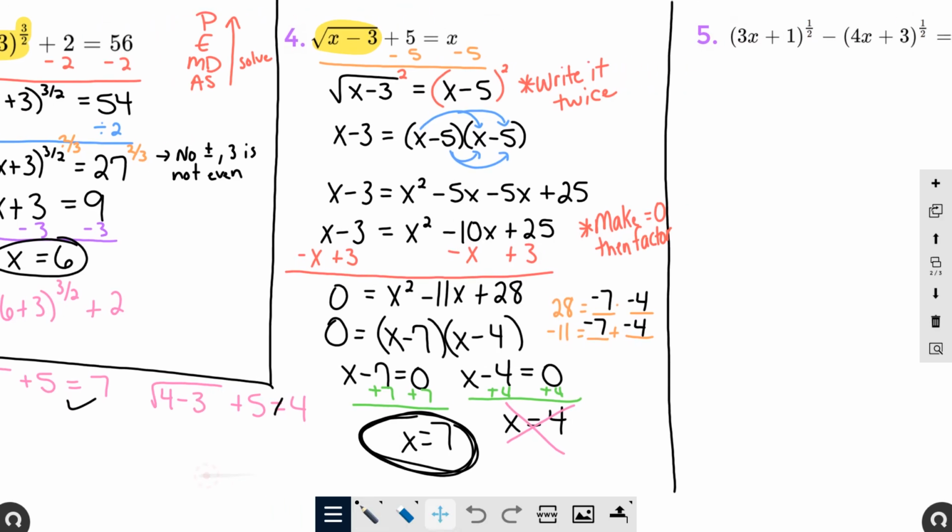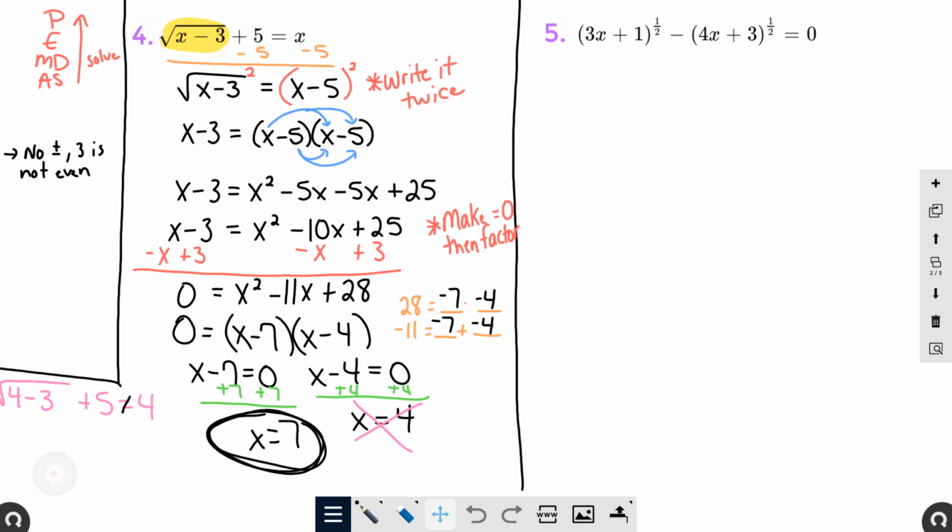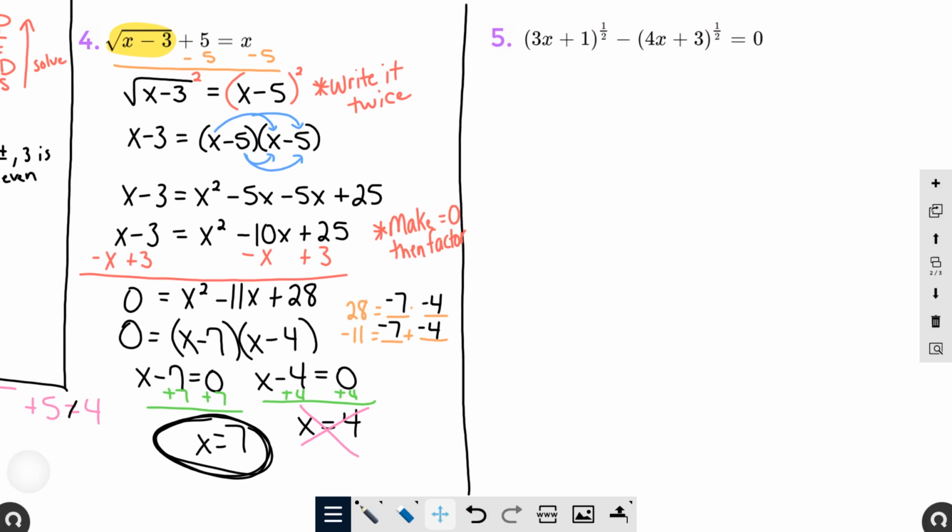All right, last one that we're going to do together is this one here, question 5. And then you guys are going to have like 45 minutes of class time to work, so there'll be lots of time to go through these problems. These last two are definitely a bit challenging.